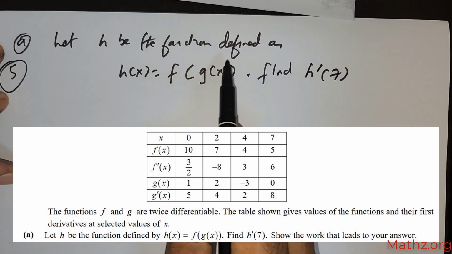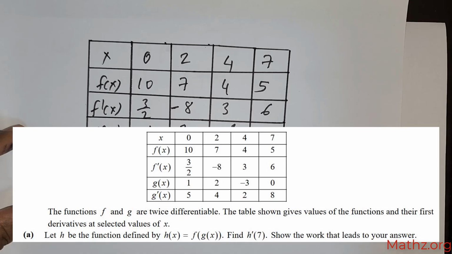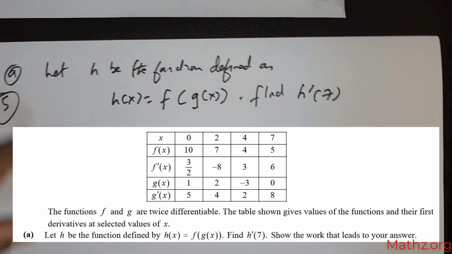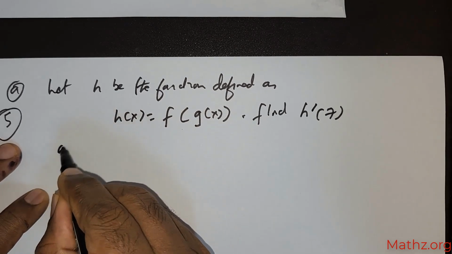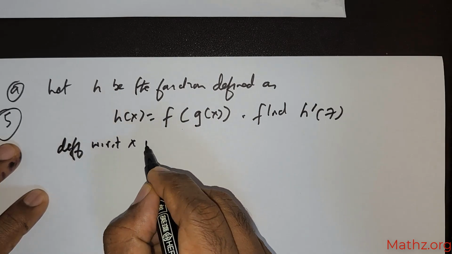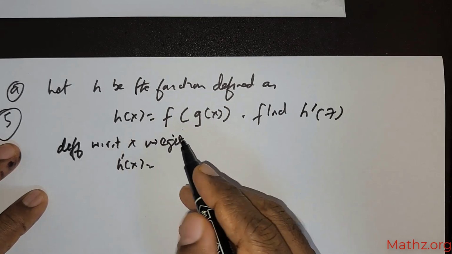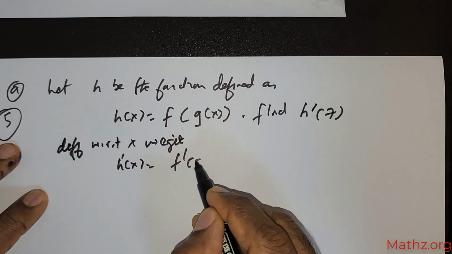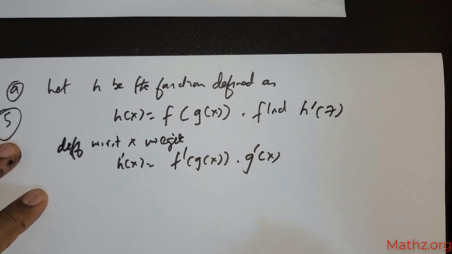It states that h be a function defined as h of x being equal to f of g of x. Find h dash of 7. Now we got to use this table. So this table will be utilized in this question. So foremost, let me differentiate this given h of x. Differentiating with respect to x, we get h dash of x is equal to the differential of this entire quantity, f dash of g of x. Next you differentiate g of x, that's g dash of x.